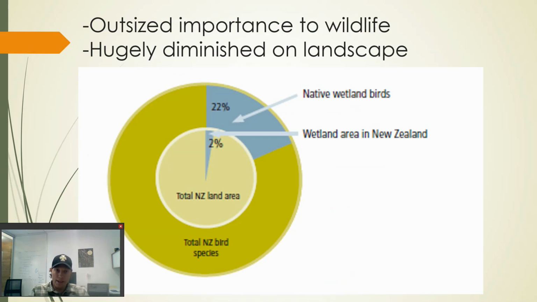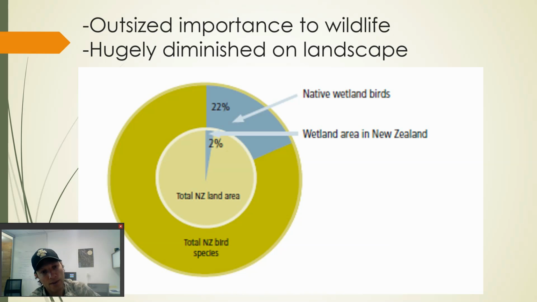So this is a schematic of wetland area in New Zealand and total New Zealand bird species. And you can see that wetland area is a tiny fraction of the New Zealand landscape. It's 2% of the landscape. Most of New Zealand is mountains. However, that tiny 2% of land that is wet hosts 22% of the native wetland birds.